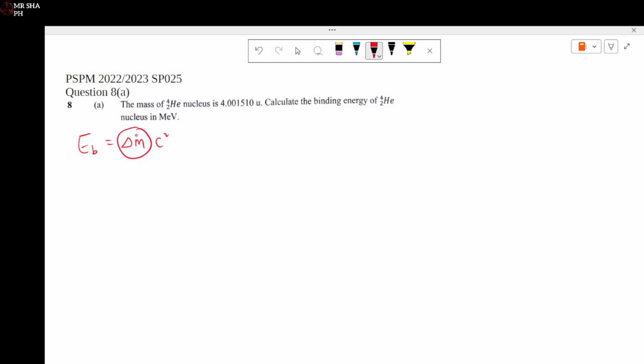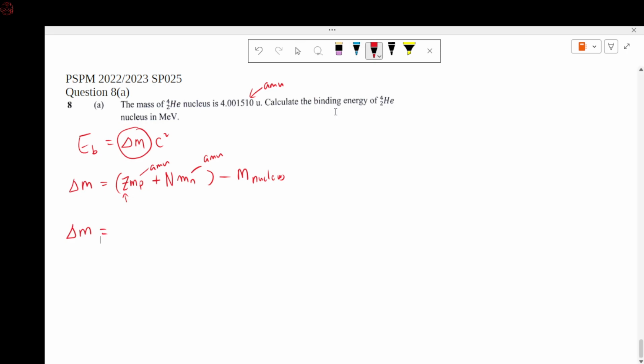The mass defect is simply the difference between the atomic constituents minus the mass of the nucleus. So what constitutes a nucleus? You have your proton, so that's the number of protons times the mass of the proton plus the number of neutrons times the mass of the neutron. Because they gave us AMU, we should have these in AMU as well. That will just make our lives easier.